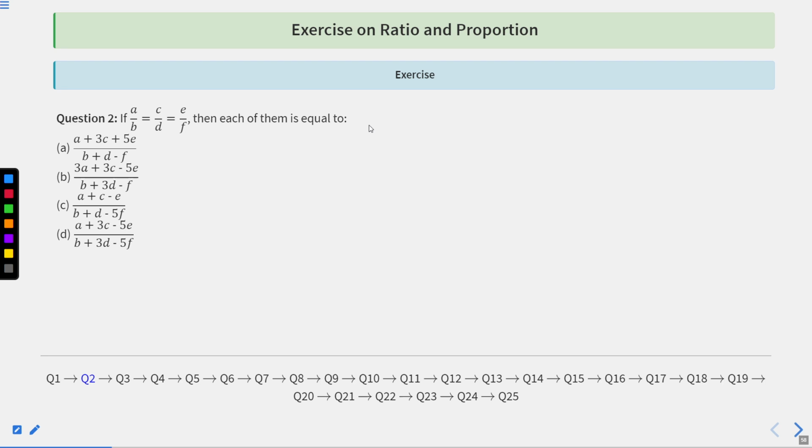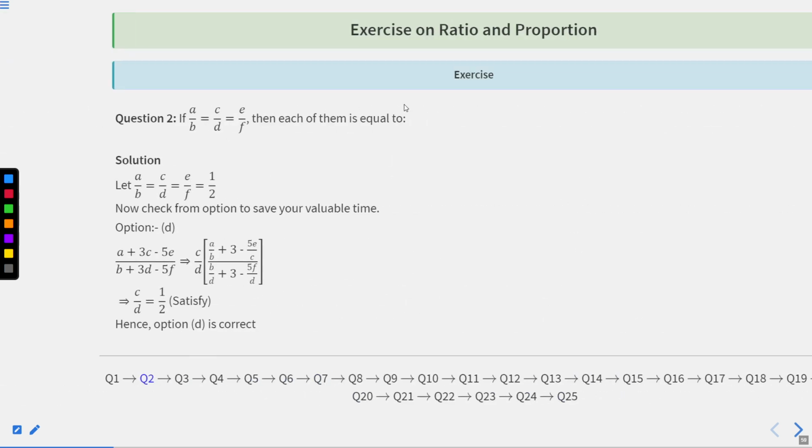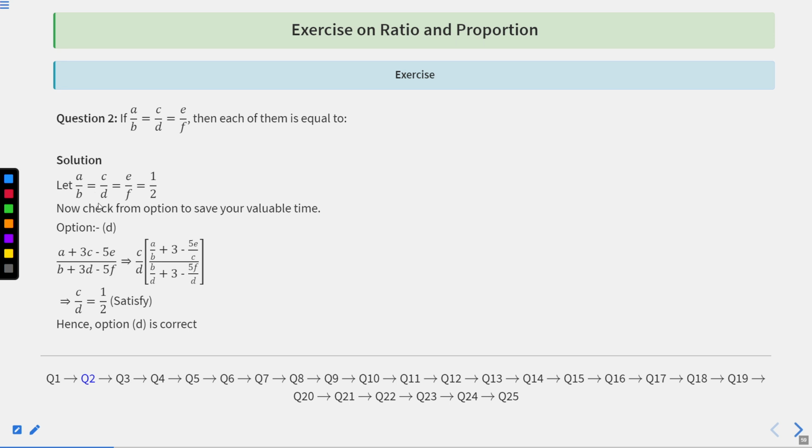Now, moving on to question number 2. If A upon B equal to C upon D equal to E upon F, then we have to see each of them is equal to. So let A upon B equal to C upon D equal to E upon F equal to 1 upon 2. Now check from the options to save your valuable time.